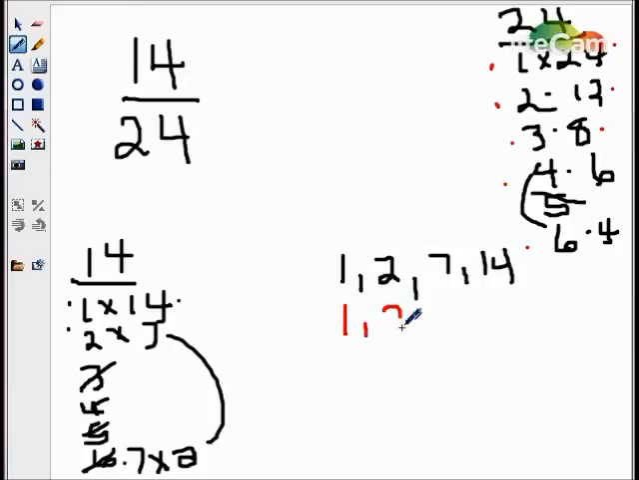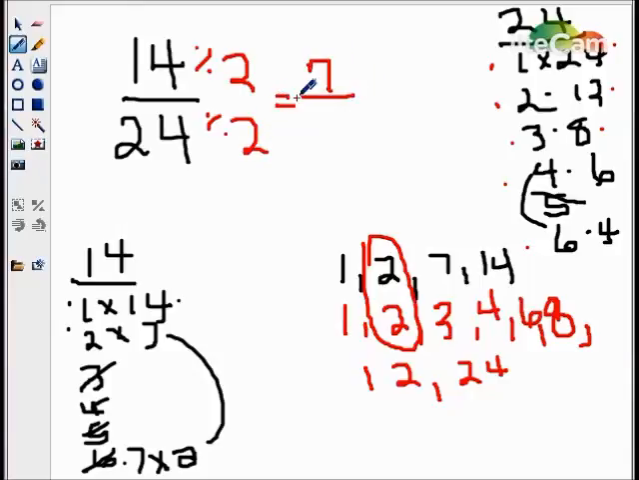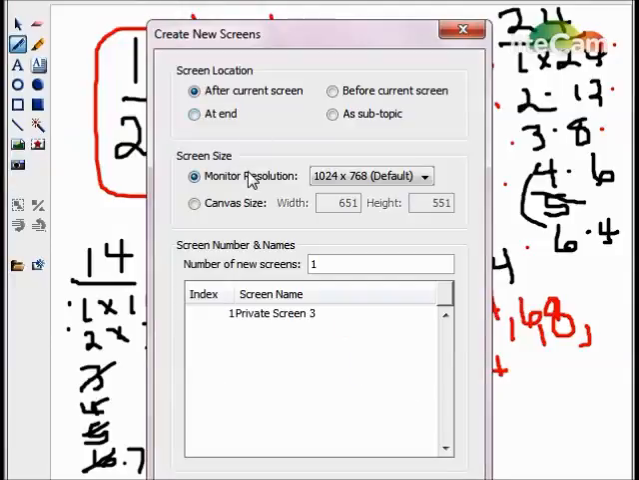List your factors under the factors for 14. 1, 2, 3, 4, 6, 8, 12, and 24. I can see the only one they have in common is 2. 2 is my greatest common factor. I'm going to divide the top and the bottom by 2. 14 divided by 2, 24 divided by 2. Whatever I do to the top of a fraction, I have to do to the bottom. I divide top and bottom by 2. Simplest form. Lowest terms, 14/24 is 7/12.